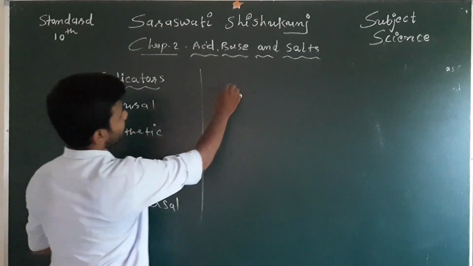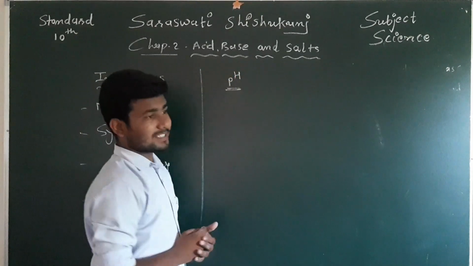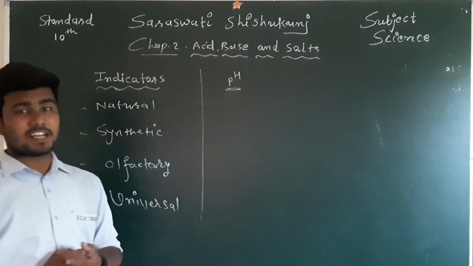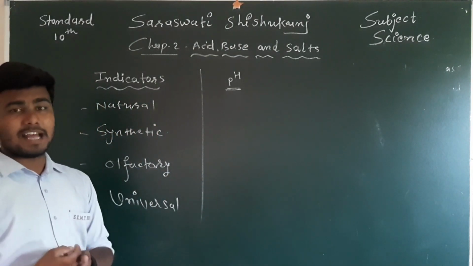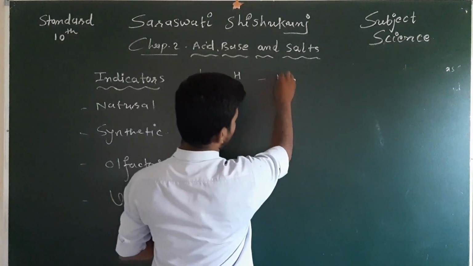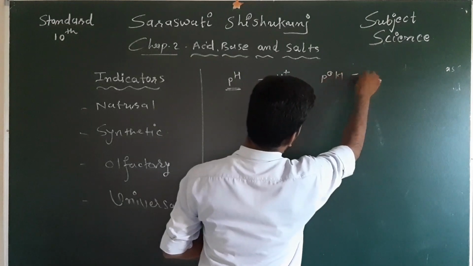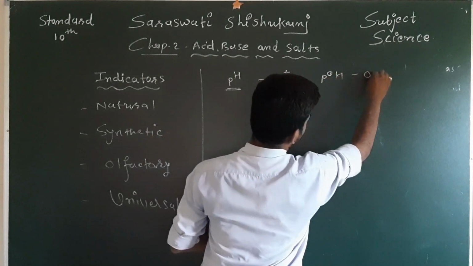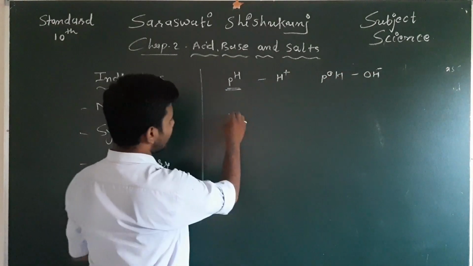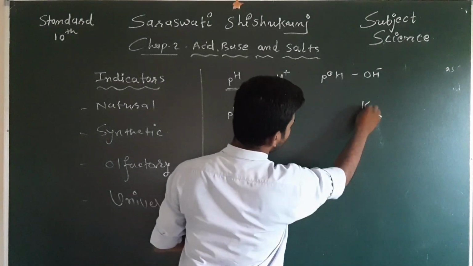Yes. Now, what do we mean by this pH? As we have studied in the pH scale, P stands for potence, and in Greek potence means power. The power of concentration of H+, and for pOH, the power of OH-. We have studied that this pH scale is between 0 and 14.